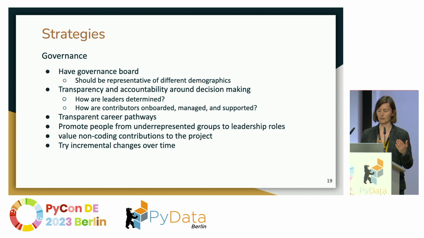A triaging team is a team where people have write access to GitHub, and they can label and edit issues, for example. And it's also important to make incremental changes over time. Please don't go ahead and fully restructure everything, because people need to adapt to changes, and you need to give them the time and space to adapt to them.